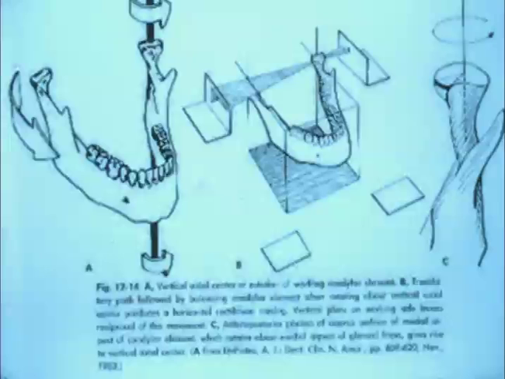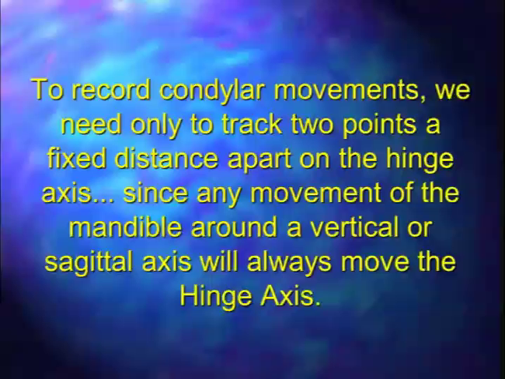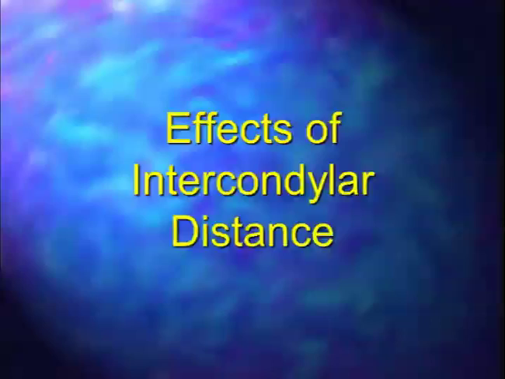And as you move your jaw laterally, some authors say you will rotate around a vertical axis as well as a sagittal axis. But to record condylar movements, we need only to track two points a fixed distance apart on the hinge axis, since any movement of the mandible around a vertical or sagittal axis will always move the hinge axis. It's also the one axis that's constant with both condyles. Well, how far apart do the condyles need to be? Well, they say there's an effective intercondylar distance.